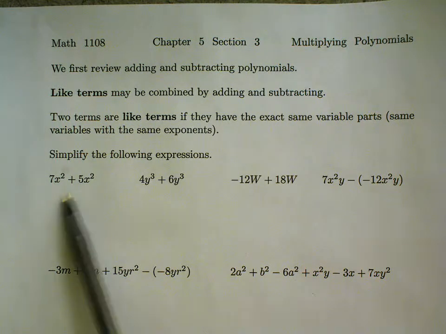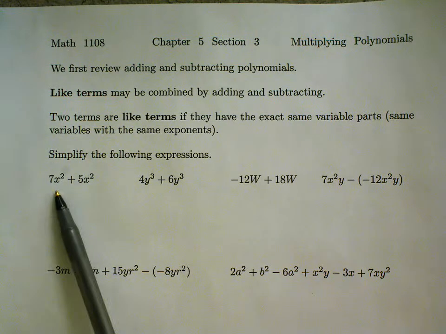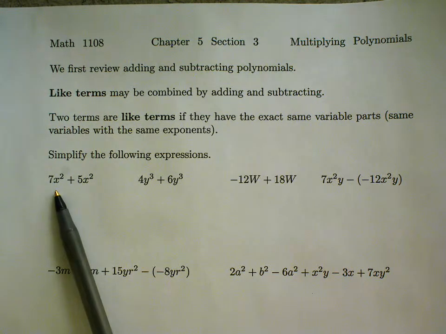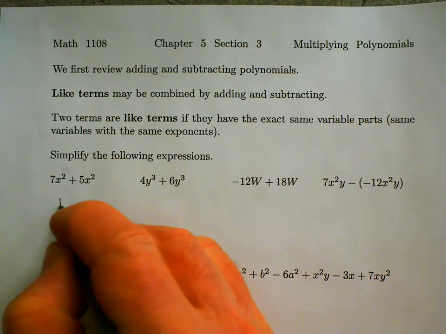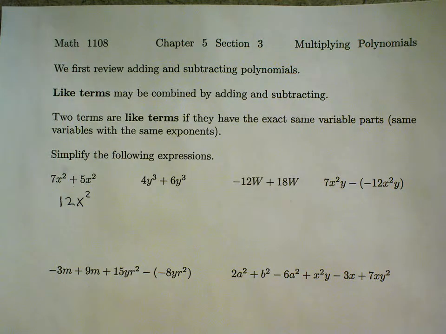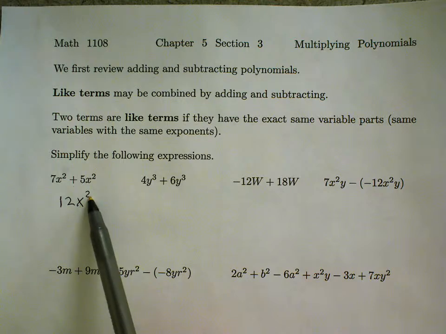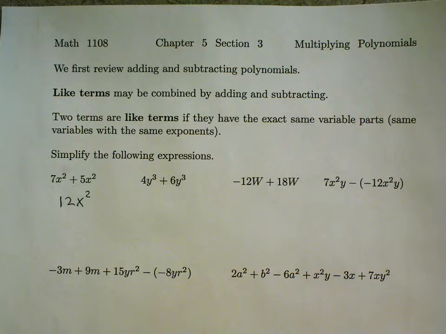So this is a brief review of combining like terms by adding and subtracting. This first one, 7x to the second plus 5x to the second. The variable parts are exactly the same, so we can combine them by adding, and we get a total of 12x to the second. Notice that the variable and the exponent do not change when you add them together, but the coefficient of the sum, 12, is the sum of the coefficients of the individual terms.